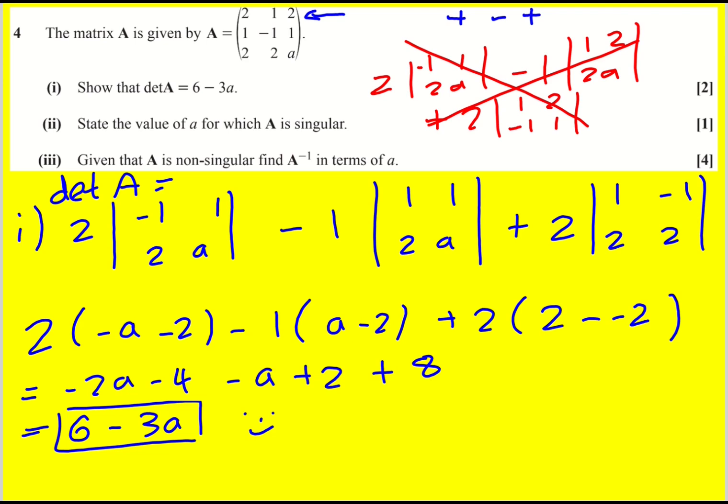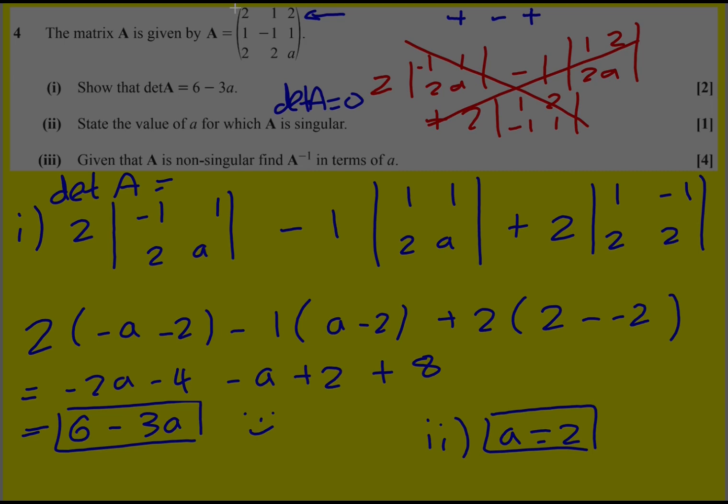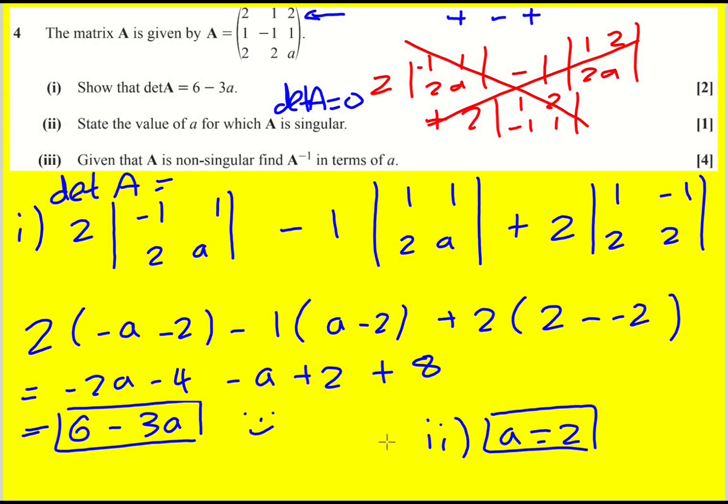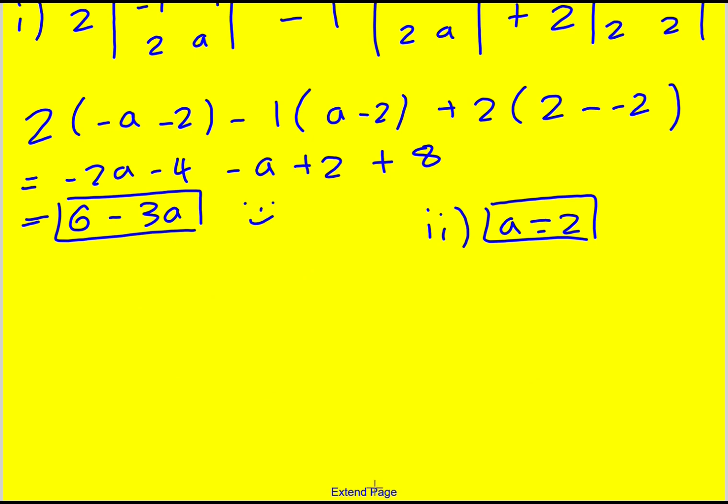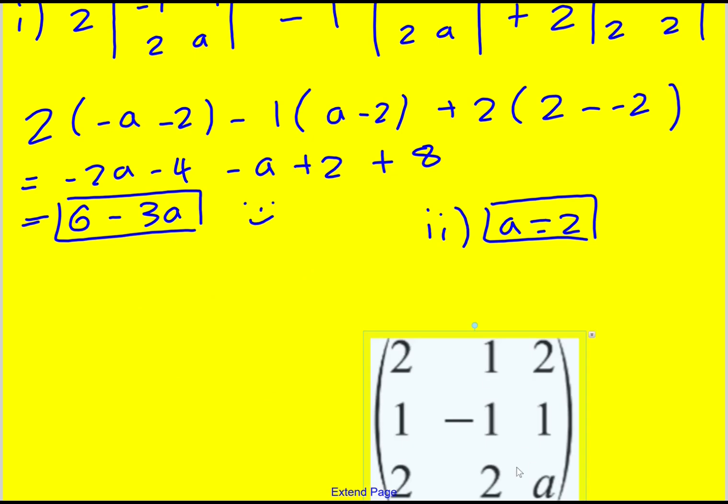State the value of a for which A is singular. So it's singular when det A is equal to 0. So it's just going to be 2. And now, given that it's non-singular, which means it has an inverse, that's the other word for it. If it's non-singular, it has an inverse. Find the inverse of a capital A in terms of a.